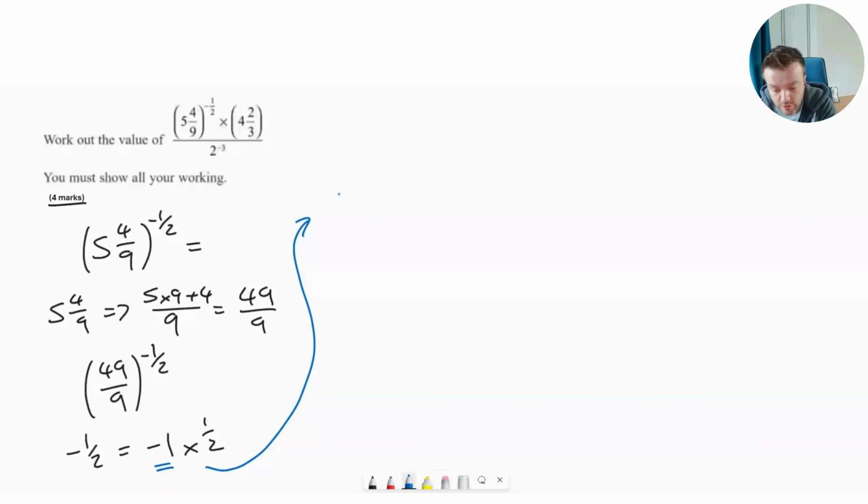If it's a whole number, we put it as a half. But here it's a fraction. So instead of 49 over 9 to the minus 1, that's going to give us 9 over 49. So once we've done that, we now have got to go and work out this part. Let's go and change colour for that.